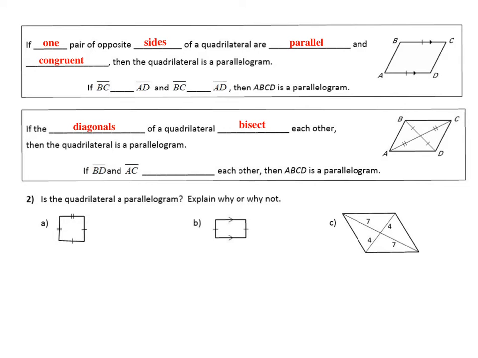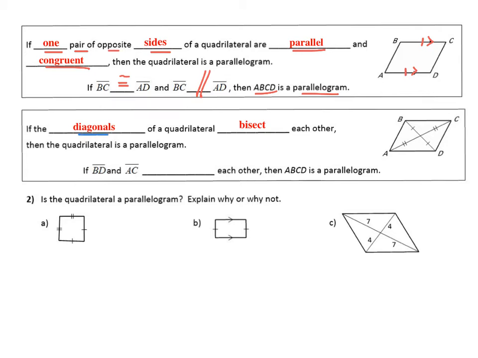The next converse is slightly different because it only involves one pair of opposite sides. And in this case, they need to be both parallel and congruent. So we can see the arrow marked on here and one tick to show that they are actually congruent. So in this case, if BC and AD are congruent and BC and AD are parallel, then ABCD is a parallelogram.